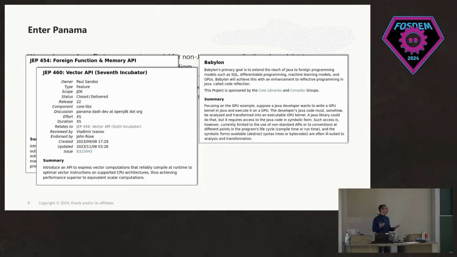So what can you do with Babylon? For example, you can take a Java method that contains a loop, and you can inspect that loop, you can turn it into a GPU kernel, and then you can use FFM to dispatch that kernel using CUDA to the GPU. So Babylon and FFM kind of come together and provide us a better and more robust solution in order to do GPU computing.